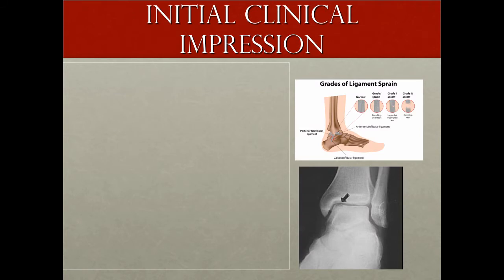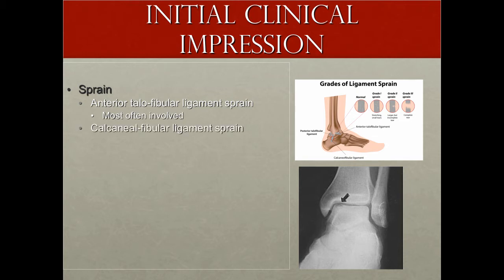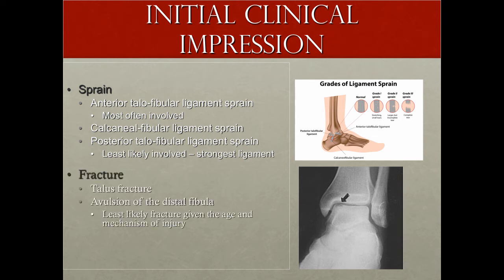So when we look at our initial clinical impression we spoke about in lab, it was the fact that we could have been dealing with a sprain of the anterior talofibular ligament, which is the most often involved. Or the calcaneofibular ligament is the second most common. The third is the posterior talofibular ligament, although this is least likely because it is the strongest ligament. We also looked at we could be dealing with a fracture, possibly of the talus, and less likely of the distal fibula.